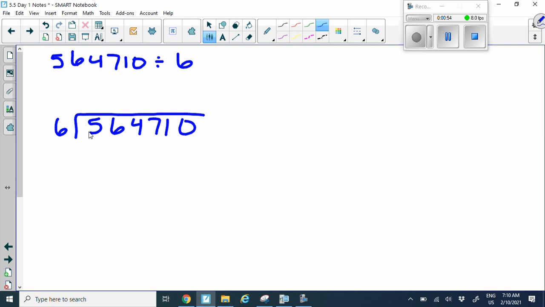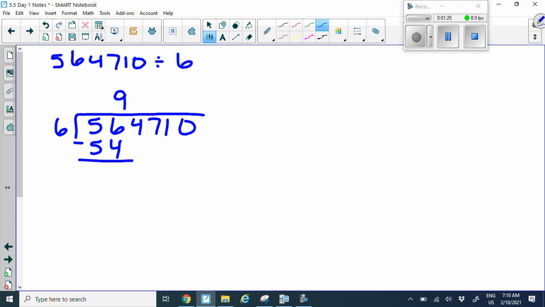No. So remember, that means that we need to couple the 5 and the 6 to make it 56. So now we need to think, can 6 go into 56 evenly? Well, not quite, but the highest that it can go into is 9 times. So what's 6 times 9? That gives us 54. So here we always want to get, if we can, exactly the number, but if not, the closest that we can. So now we're going to subtract.